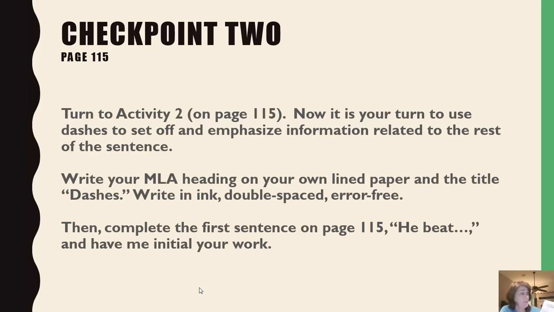Okay, checkpoint 2. Now turn to activity 2. It's on page 115. Now it's your turn to use dashes to set off and emphasize information related to the rest of the sentence. Write your MLA heading on your own line paper and the title Dashes. Remember, write in ink, double-spaced, error-free. Then complete the first sentence on page 115. Have me initial your work. Once you get my initials, your sentence is fine. You're ready to continue.